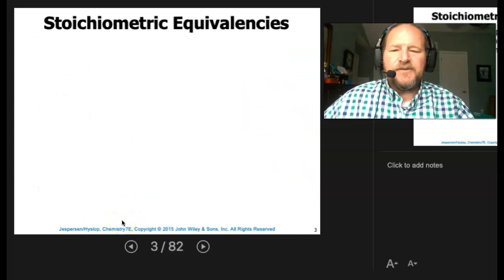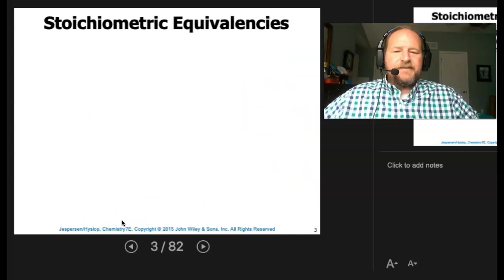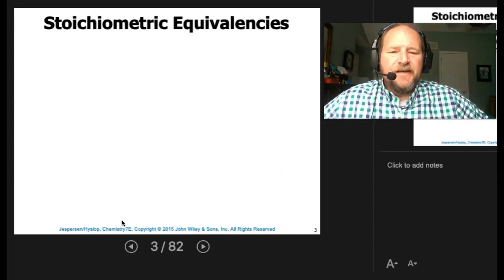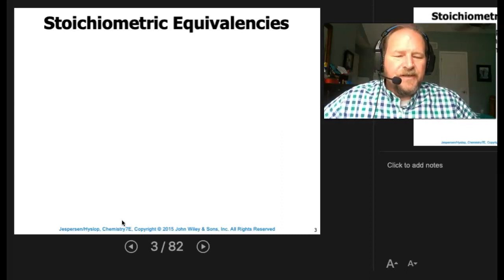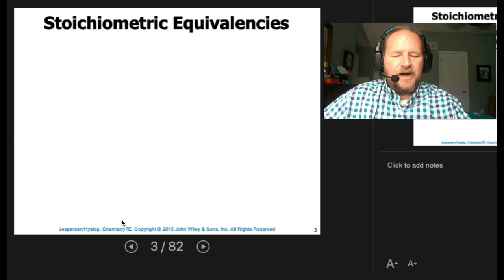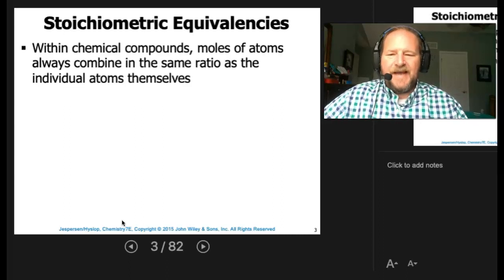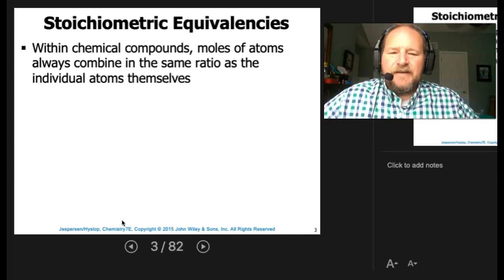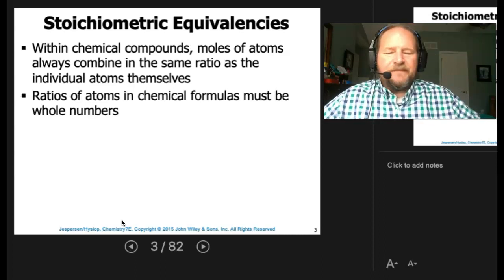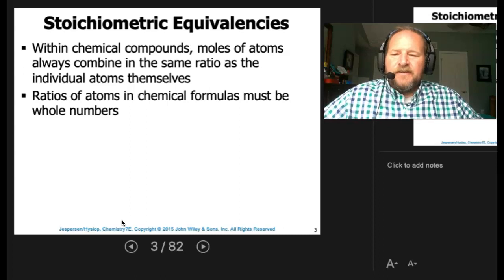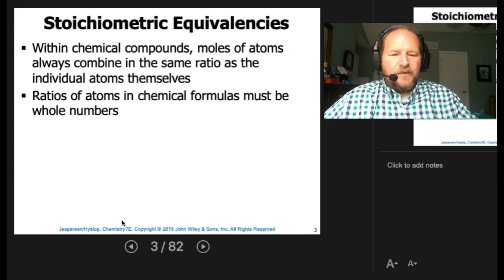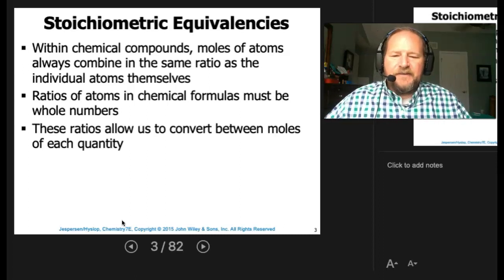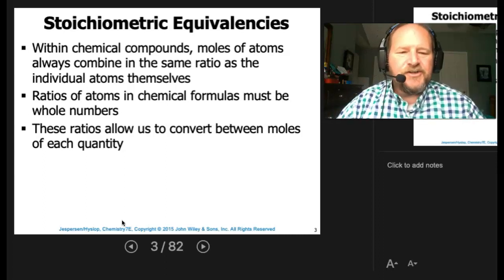All right, so stoichiometric equivalences. So stoichiometry is the key to all of our chemical reactions. Whenever we have chemical compounds, we'll be looking at the moles of the atoms. They always have to combine in those ratios. And then, of course, when we look at formulas in a reaction, the ratios there have to balance out as well. So the ratios allow us to convert between moles of each quantity.